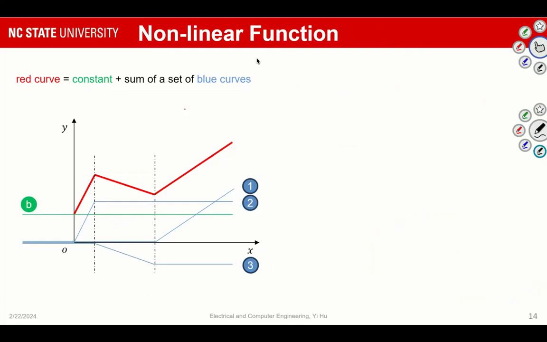Look into the black box. How does it work inside the black box? First of all, I'd like to give you the result first. The red curve means an arbitrary group of segments combined together. An arbitrary one can equal a constant plus a set of blue curves. The blue curves, how do they go this way?